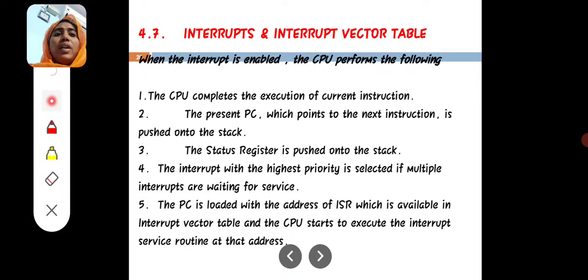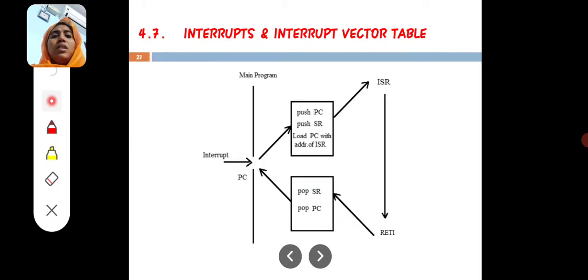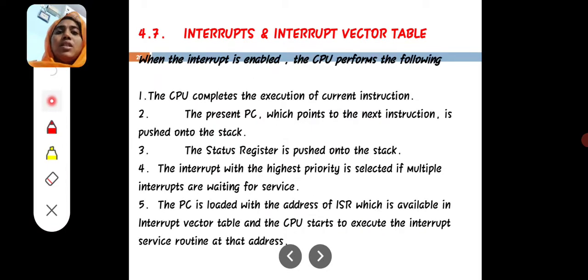So next, when the interrupt is enabled, the CPU performs the following. Whatever we have seen, these are the steps. The CPU completes the execution of the current instruction. So whatever the current instruction is, that instruction will be executed first. Then the present PC, program counter address, which points to the next instruction, is pushed on the stack, right?